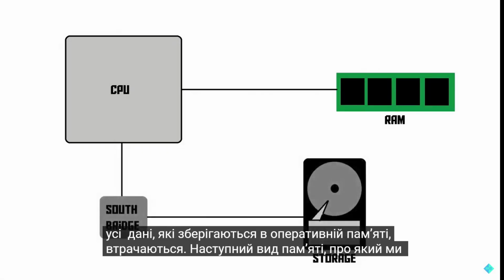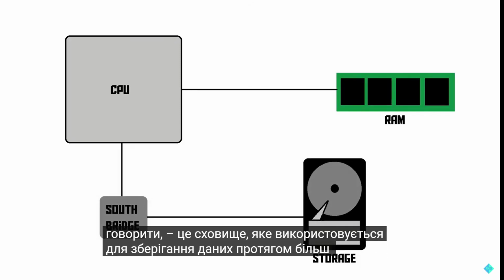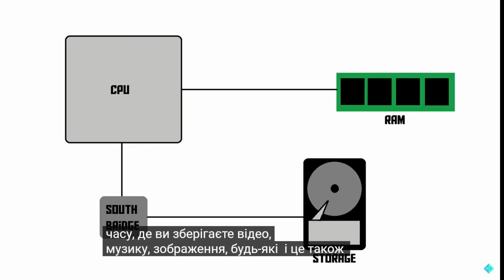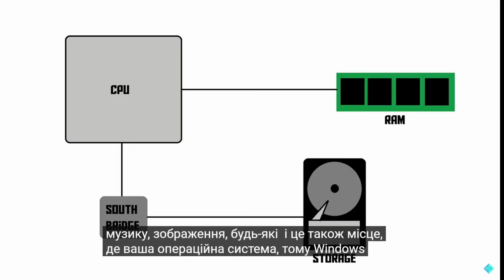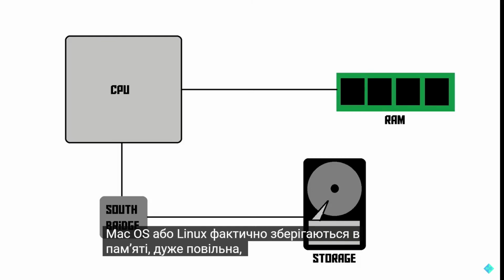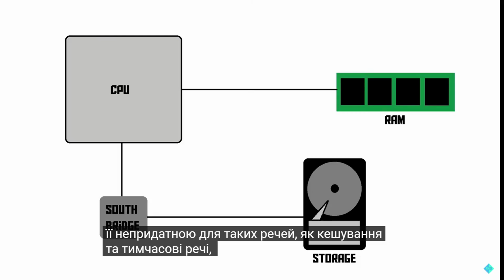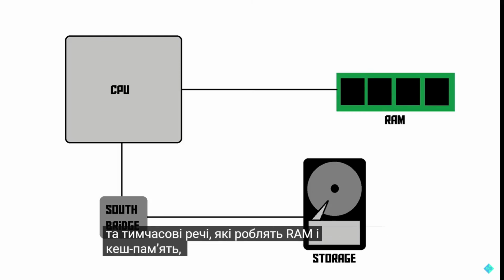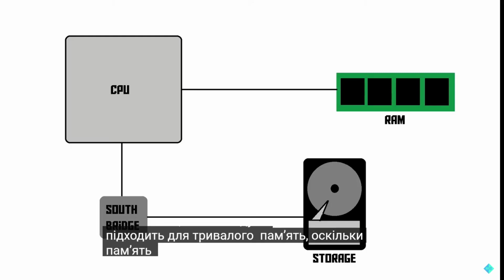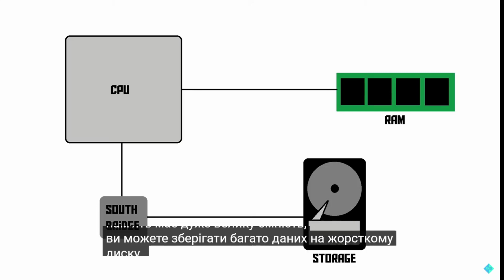The next type of memory that we're going to talk about is storage. Storage is used to store data for a longer period of time. This is where you store your videos, music, pictures, whatever, and it's also where your operating system, so Windows, Mac OS, or Linux, is actually stored. Storage memory is very slow, which makes it unsuitable for things like caching and temporary stuff, things that RAM and cache memory are doing. But it is very suitable for long-term storage, since storage memory has a very high capacity. You can store a lot of data on a hard drive.